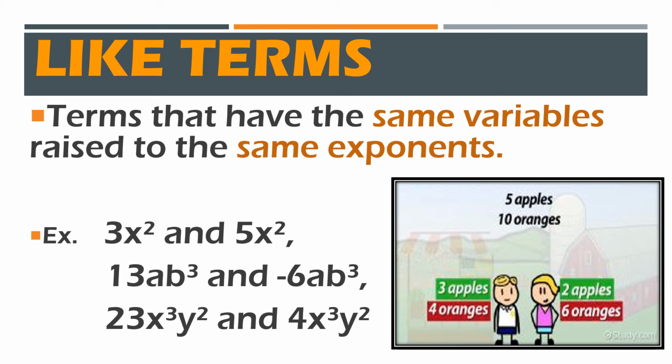Another example, 23x cubed y squared and 4x cubed y squared. They are the same terms. But what if in the 4x cubed y squared, we are going to interchange the exponent? This one will become 2 and this one will become 3. Are they the same terms? That's right. No, they are not the same terms. Yes, they have the same variable, but the exponent is different. So that's how you identify like terms.